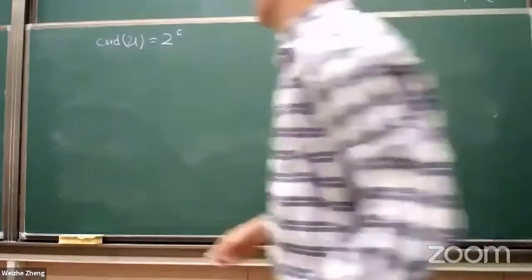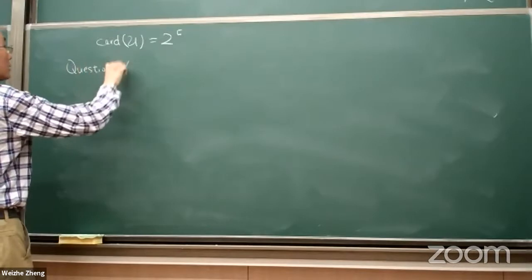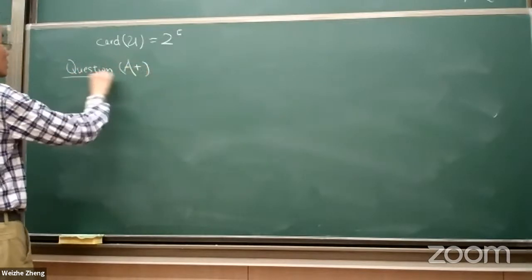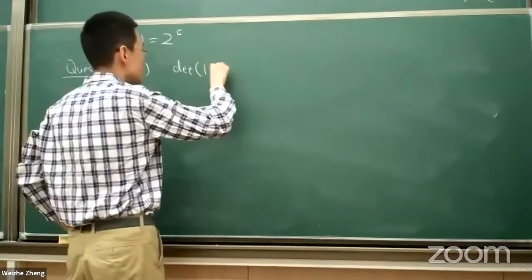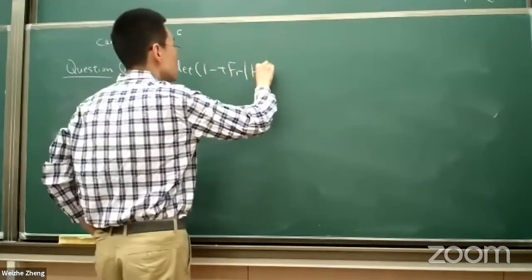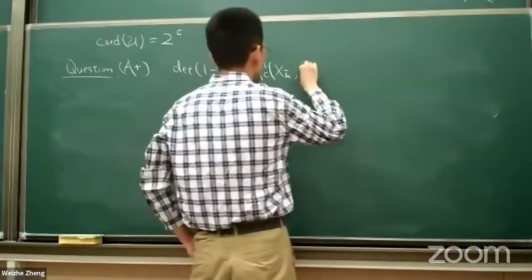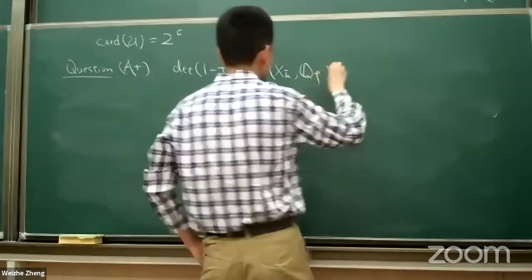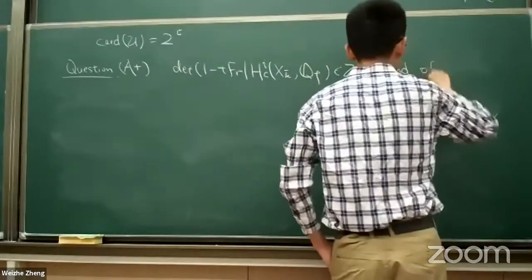So now we can ask this extended version of question A. We can consider the reciprocal characteristic polynomial of Q dagger, and we ask whether this is in Z[T] and independent of dagger.